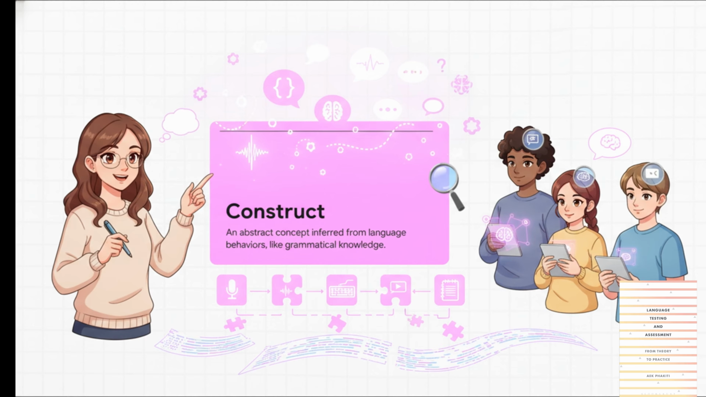Think about it. A teacher can't magically peer inside your brain to see if you understand subject-verb agreement. No way. Instead, they have to infer your hidden knowledge by systematically watching your behavior. When you speak or write, you leave clues. The construct is your hidden ability. And the test? The test is just how we get you to leave those clues.